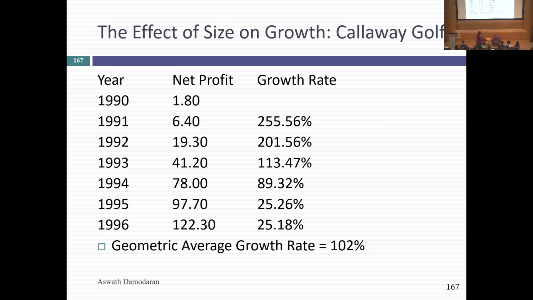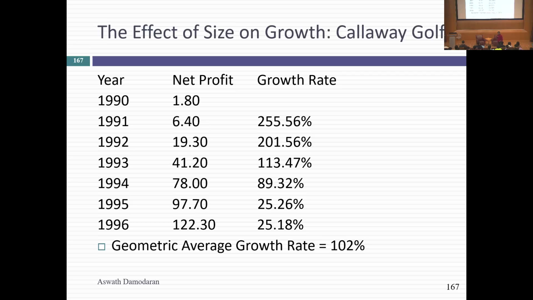So this was in 1996. I was valuing Callaway Golf. Their net income had gone from 1.8 million to 122.3 million. And their compounded annual growth rate over that 5-year period was 102%. So it's not an arithmetic average, it's actually a compounded average.